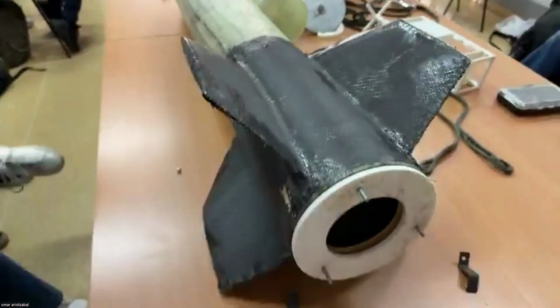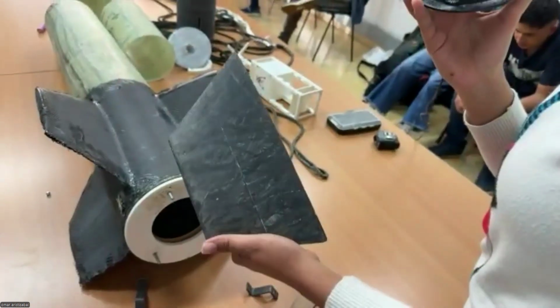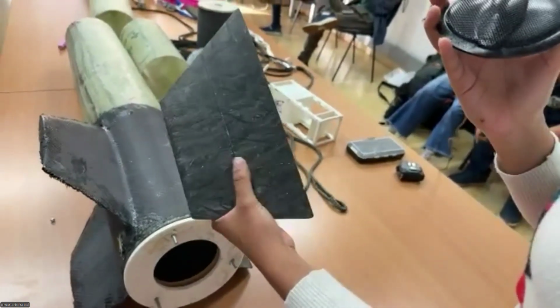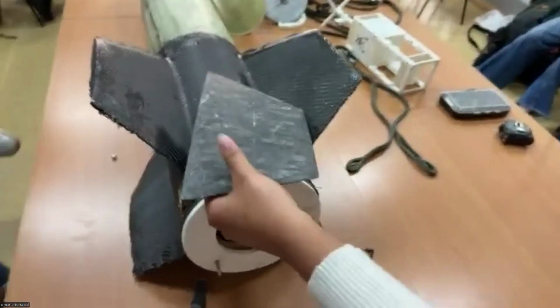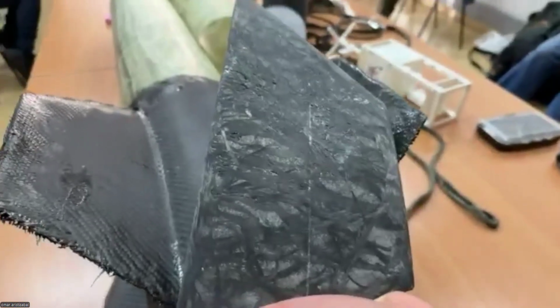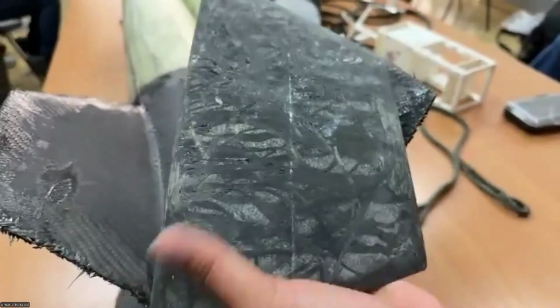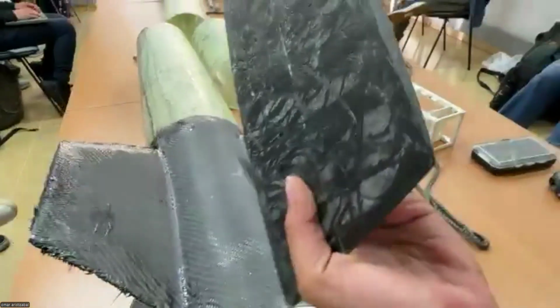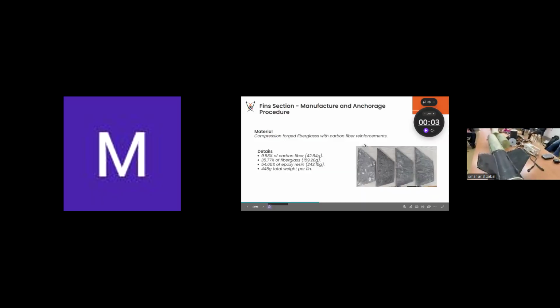So our fins, we made them with fiberglass compression molding with directional carbon fiber reinforcements. This one that I have right here is one of the first fins that we made that didn't turn out geometrically how we wanted, so that's why it is not glued on the rocket, but you can see it. In the presentation you can see the photo of the 4 fins before we glued them on the fuselage.